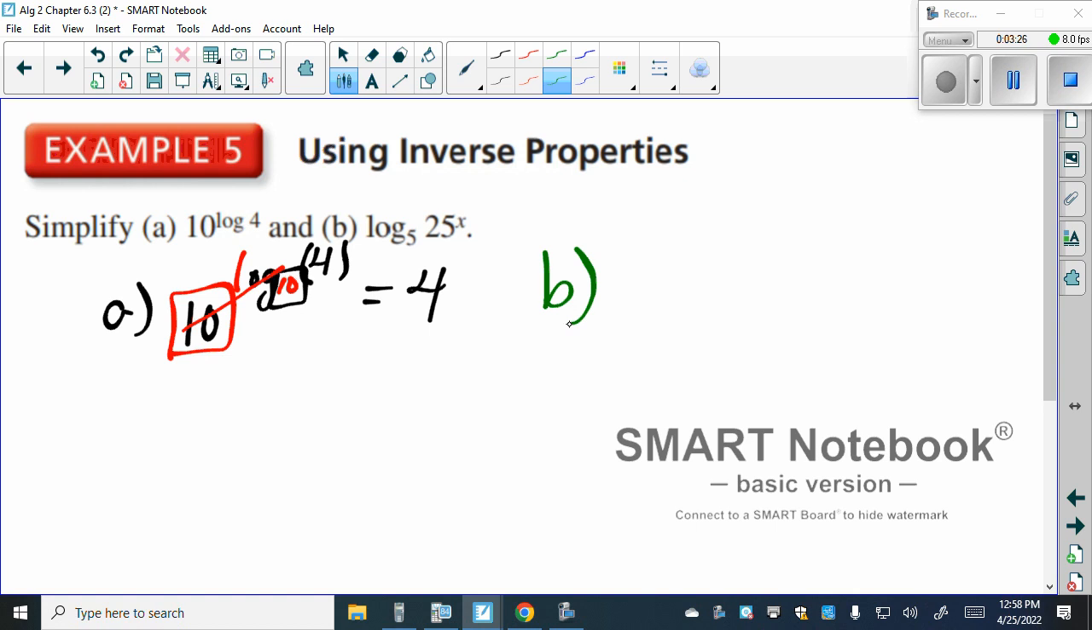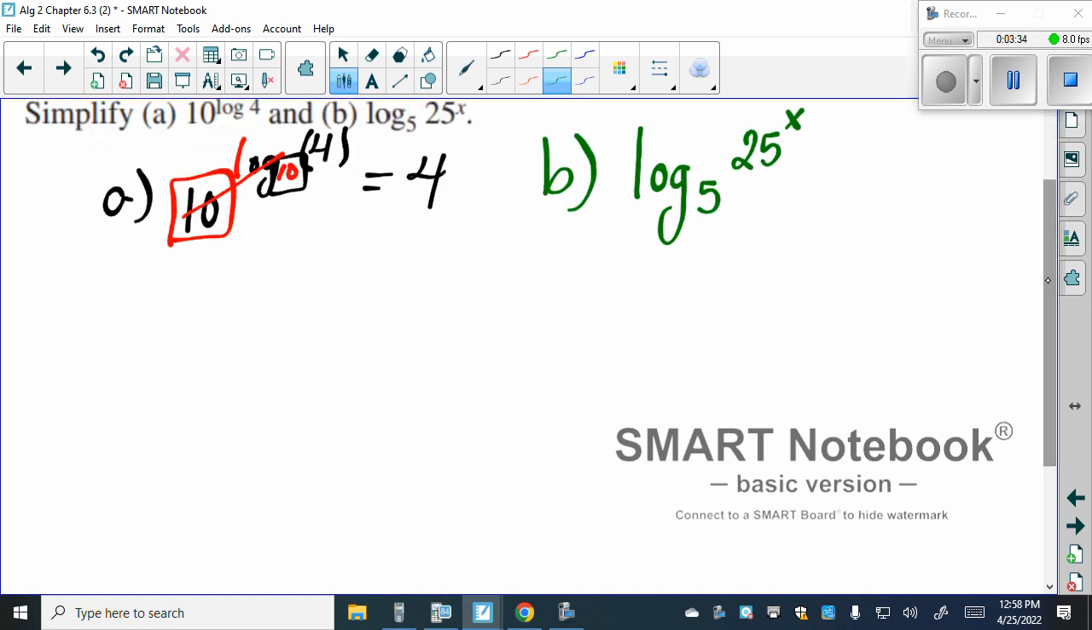If there are no questions on A, let's look at B. Now, B says that I have log base 5 of 25 to the x. Now, what would be nice is if I could rewrite 25 as a 5 to a power, because log base 5 of 5 would simplify to 1. So how can we rewrite 25? 5 squared.